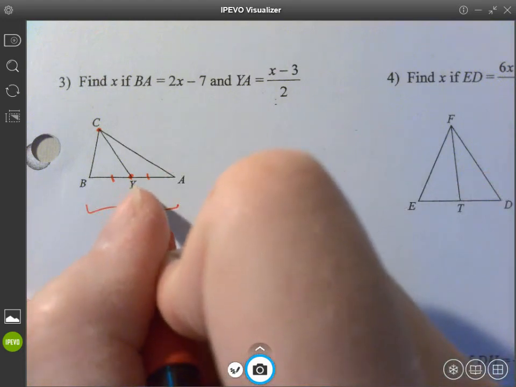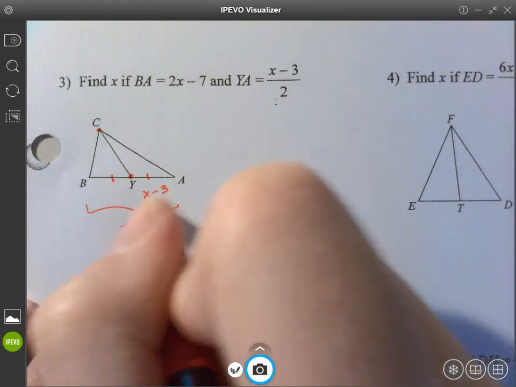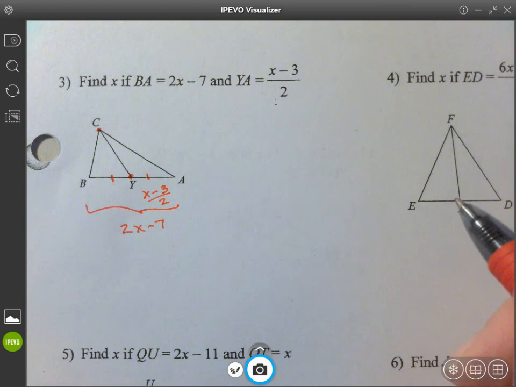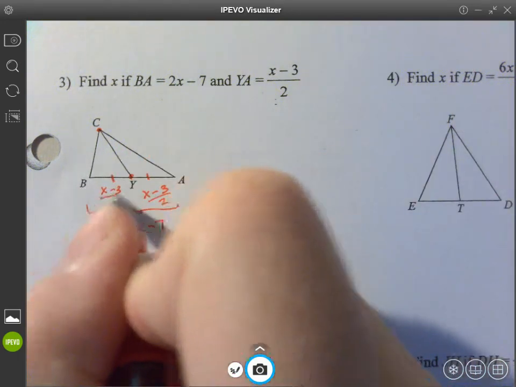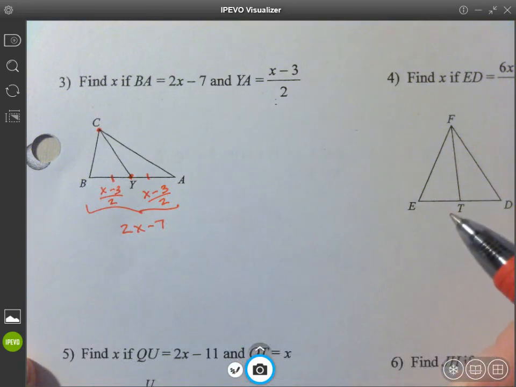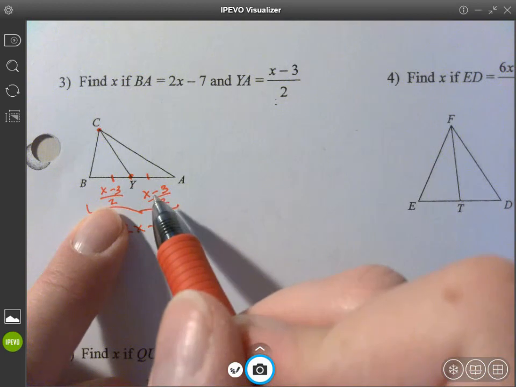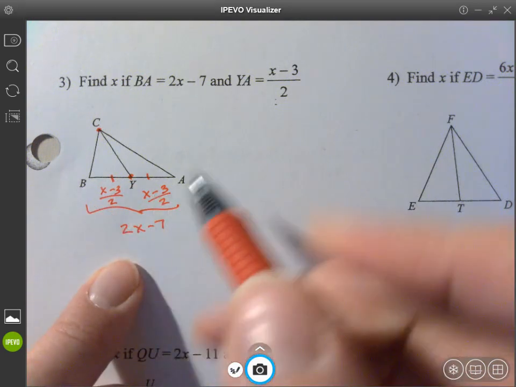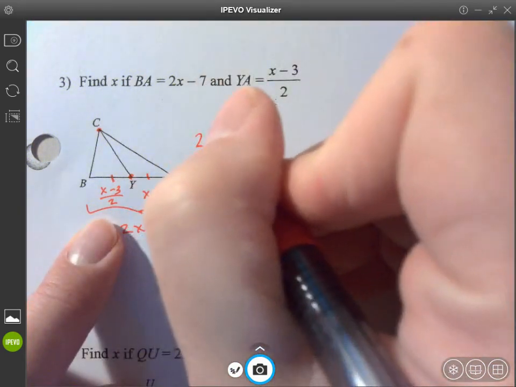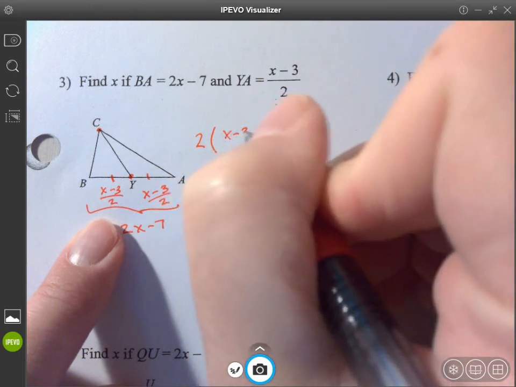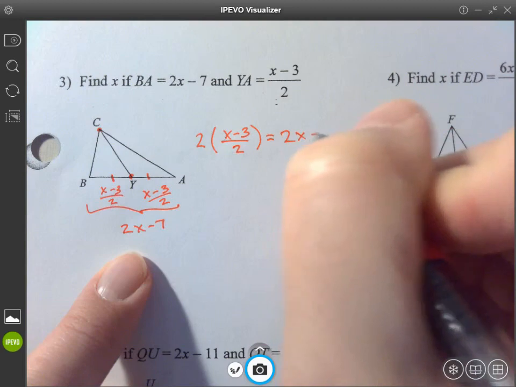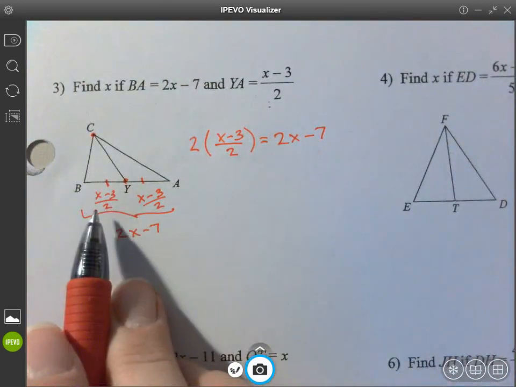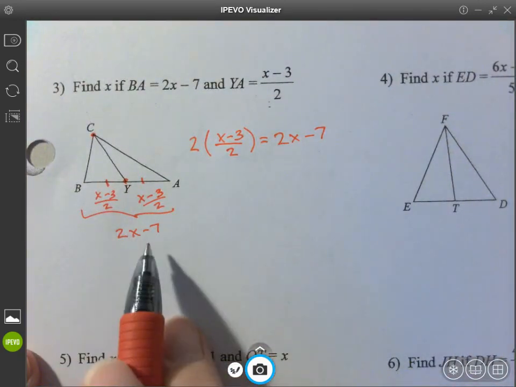YA, this piece, is (x minus 3) over 2. Okay, now, these pieces are equal, so this is also (x minus 3) over 2. So I'm going to go ahead and talk about this one. It's the idea that you would take this plus this and set it equal to here. So that's 2 of these. So I'm just going to say 2 of these would equal 2x minus 7. So 2 of these, if I double this, I will get the whole thing.